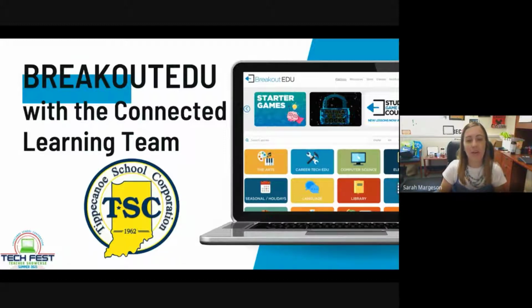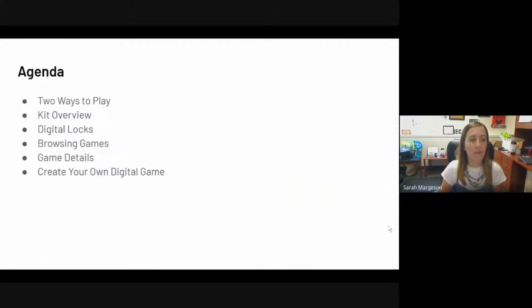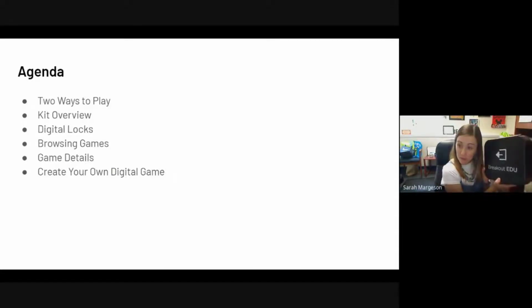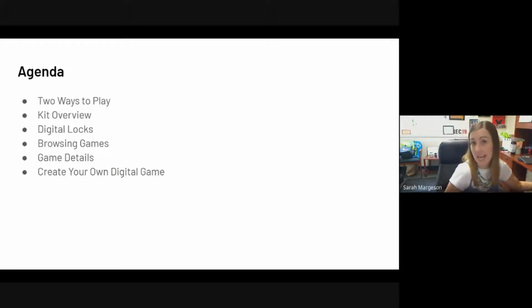Talking about BreakoutEDU, we're going to go through a few different things: how you play BreakoutEDU if you've never done it before. We'll give you a little overview of the physical kit. I actually have a kit here with me today. I'm going to go through a few of the locks and some updates, especially if you haven't done BreakoutEDU in a while. We used to have wooden boxes, and now we have these really nice tough plastic boxes, and these are available for you to check out. Many of our buildings actually have BreakoutEDU kits already. So we'll talk about that kit overview, and then we'll go into the digital stuff.